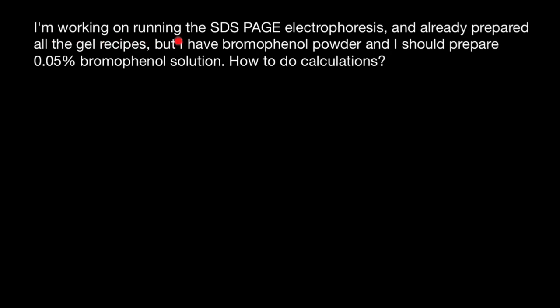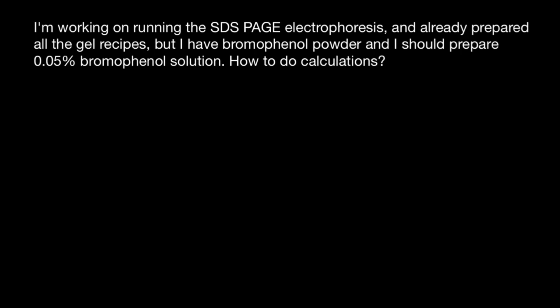I'm working on running the SDS-PAGE electrophoresis and have already prepared all the gel recipes, but I have bromophenol powder and I should prepare a 0.05% bromophenol solution. How to do the calculations?